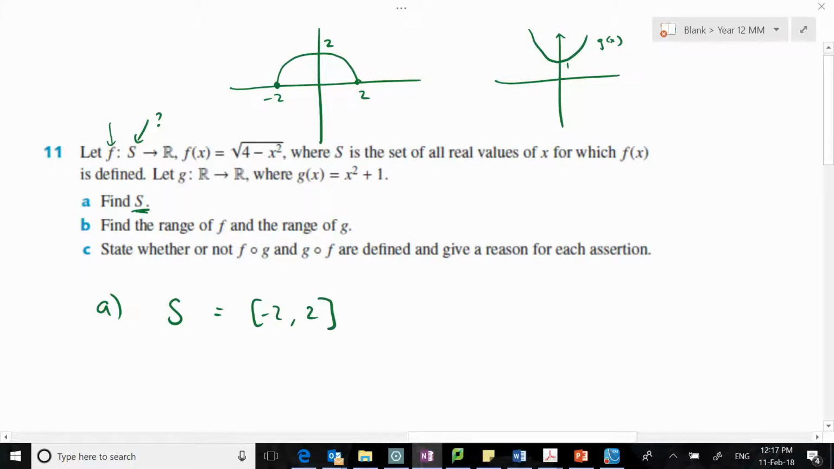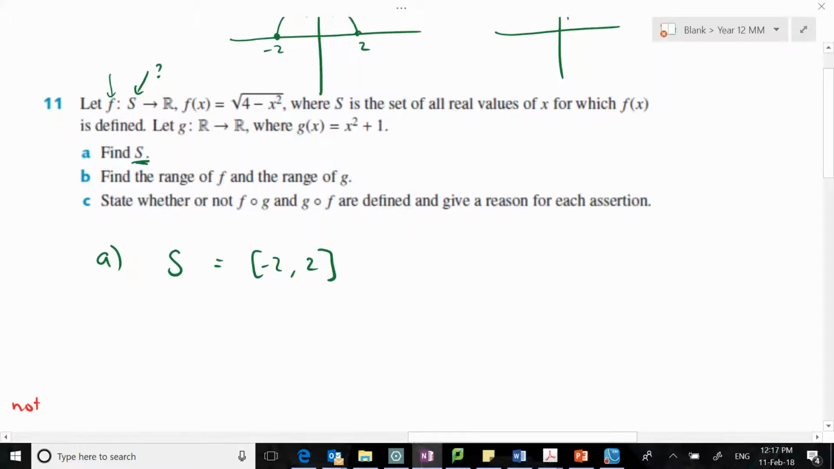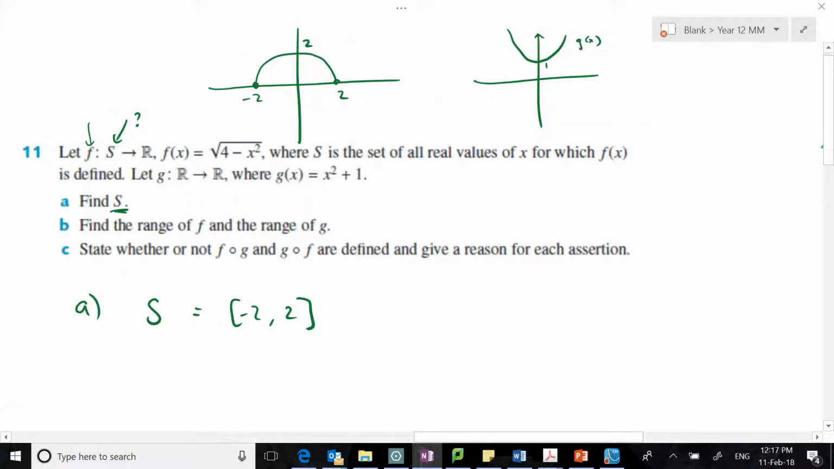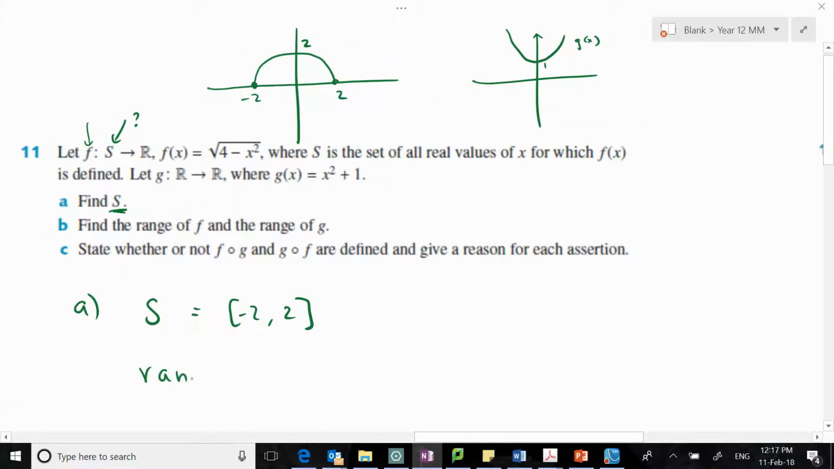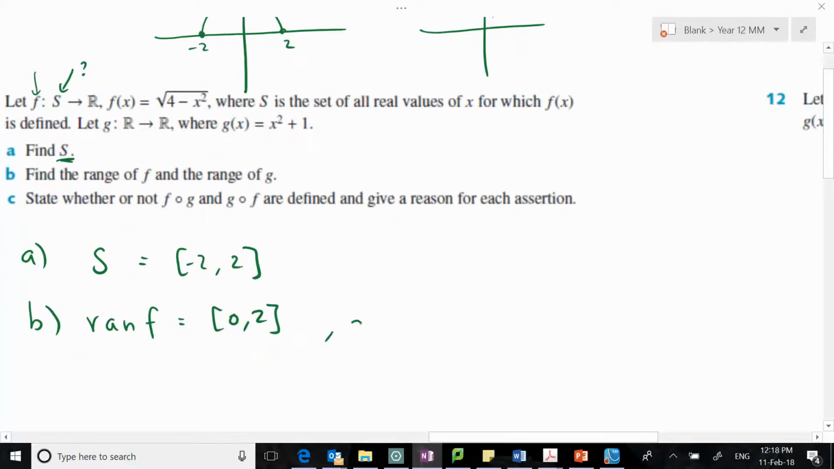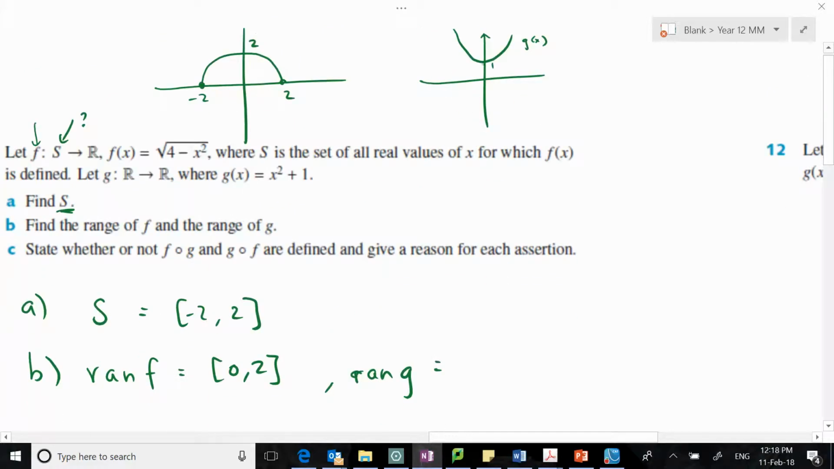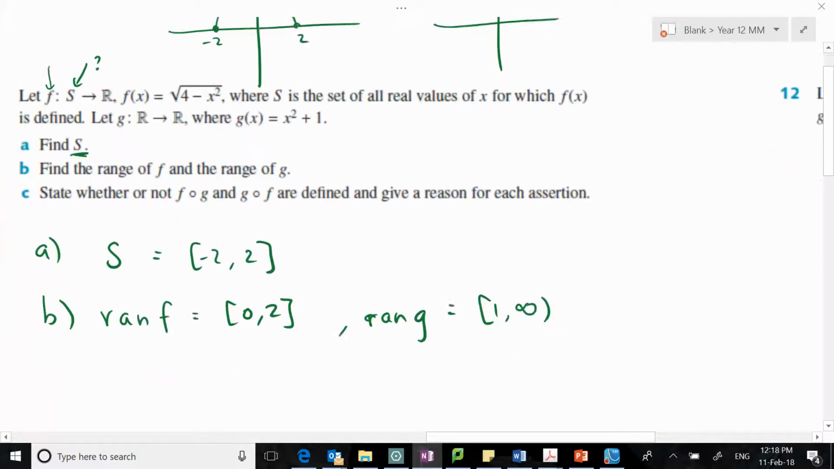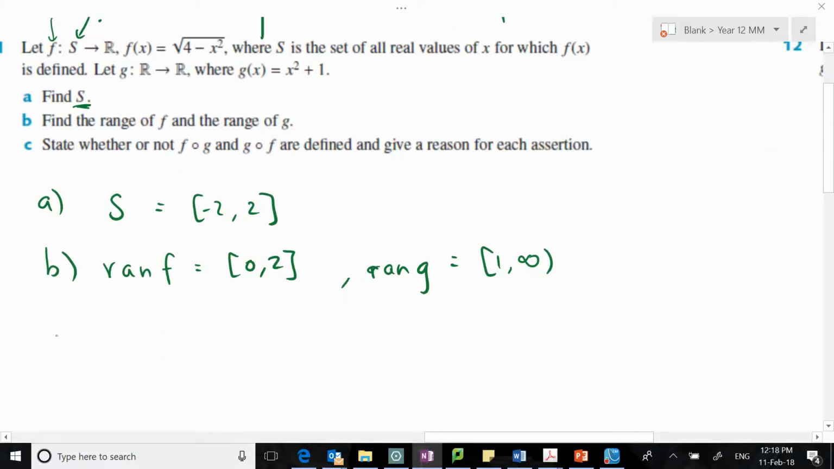And then find the range of f and the range of g. Because I've drawn the picture, it's clear. I'm doing b now. Range of f, looking at the graph, it's clearly from 0 to 2. And range of g, if you draw the graph, it's from 1 to infinity. Any restrictions in the domain? No restrictions. So 1 to infinity. Okay, there you go.